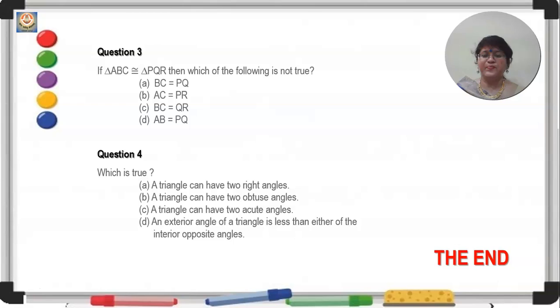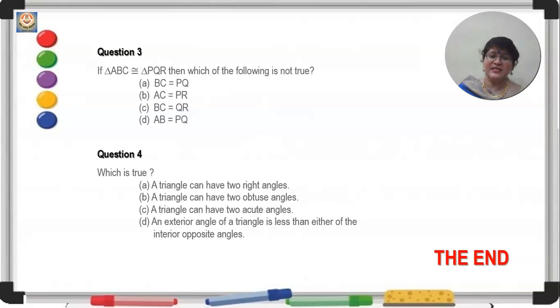And the last question, which is true? A triangle can have two right angles. A triangle can have two obtuse angles. A triangle can have two acute angles. And an exterior angle of a triangle is less than either of the interior opposite angles. We've already done this in the previous video lessons. So I want you to solve these 4 MCQ questions in your geometry notebook.